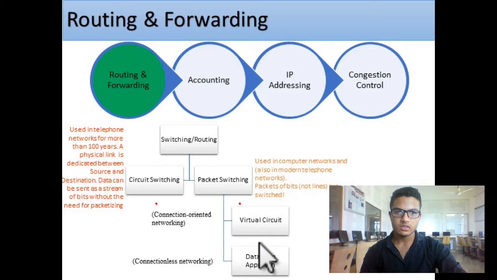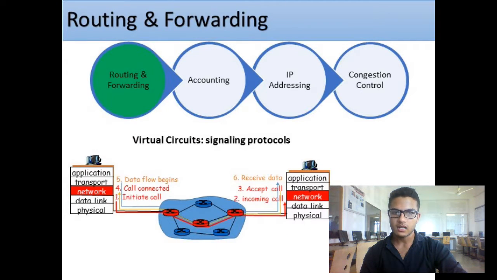Packet switching can be done in two ways: virtual circuit and datagram approach. For example, a call on a mobile phone is an example of a virtual circuit, where the sender initiates a call, which is an incoming call for the receiver. The receiver accepts the call, then the call is connected. Finally, data transfer can be done.